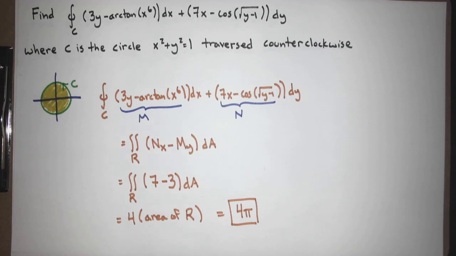You're integrating 1. What do you find when you integrate 1 over an area? Area. Yes. So if you integrate 1 over a region, a two-dimensional region, you're finding the area. Well, what's our region? Circle radius 1. How much area is in a circle radius 1? Pi. So 4 pi. And there you go.